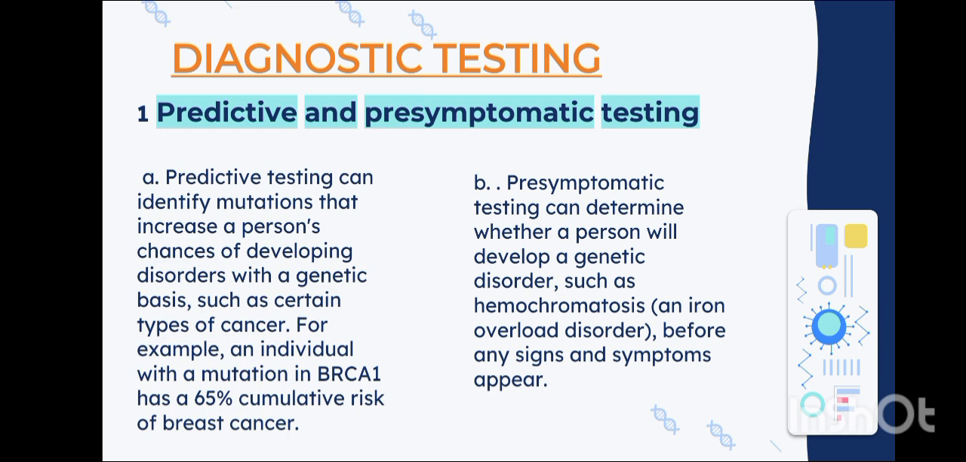Second, pre-symptomatic testing can determine whether a person will develop a genetic disorder such as hemochromatosis before any sign and symptom appear. The patient does not have any signs and symptoms, but if there is a history of that disease, then we can do the pre-symptomatic test to identify the disorder without any signs and symptoms. An example is hemochromatosis.